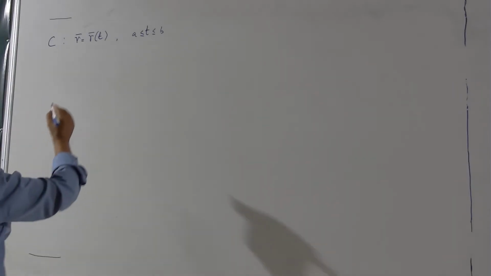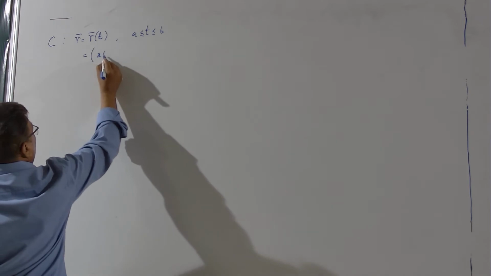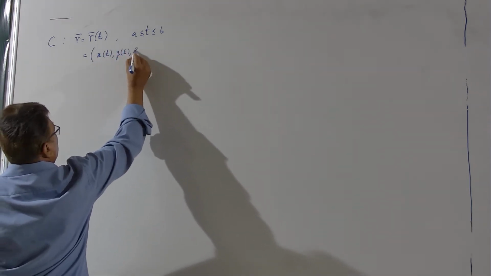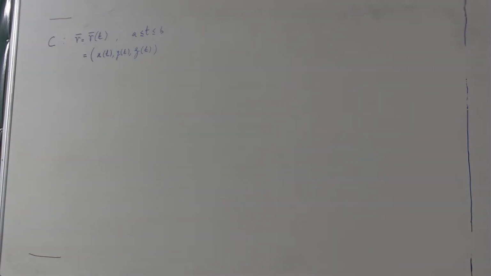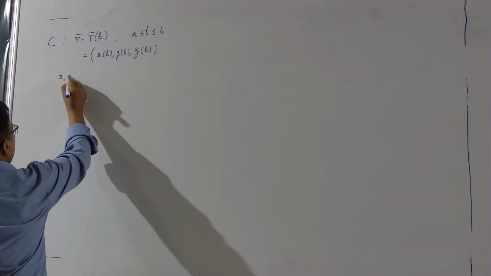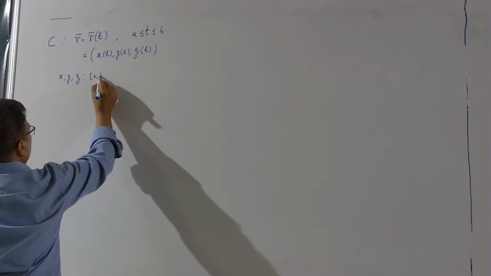And the components of the vector r(t) are x(t), y(t), z(t). So, when I write x(t), I mean that x is a function of t, y is a function of t, z is a function of t. So, you can see from here that x, y, z are 3 real valued functions on a closed interval [a, b].